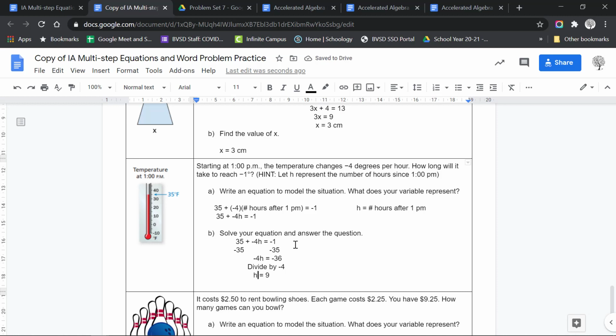So let me think about what this means. So h was the hours after 1 p.m. So that means 9 hours after 1 p.m. And the question says, how long will it take to reach -1 degrees? So it's going to take 9 hours. That's what I figured out. So the time's going to be 10 p.m.